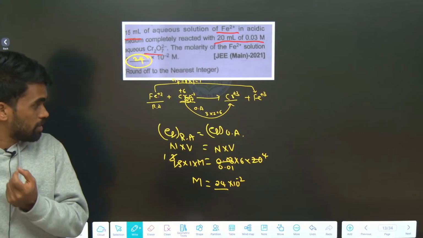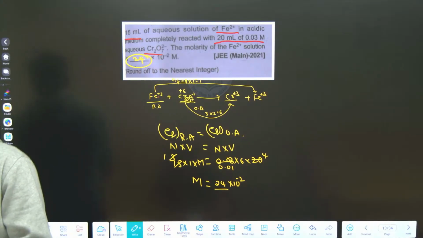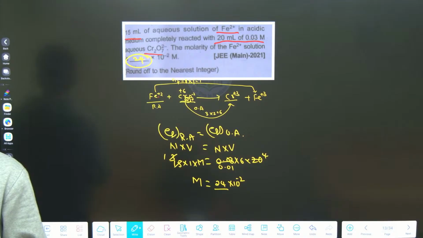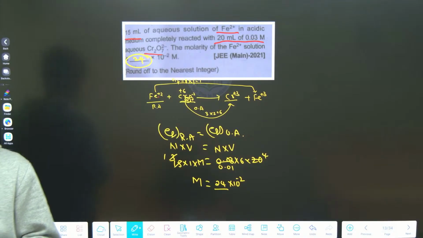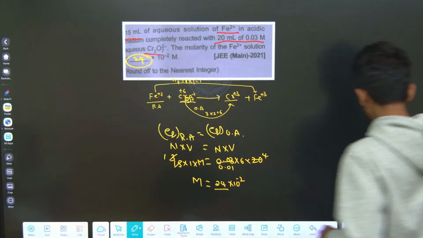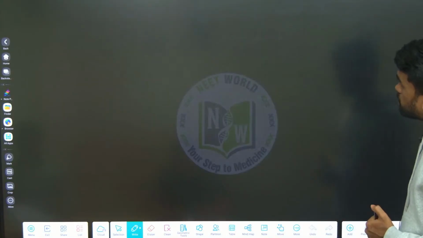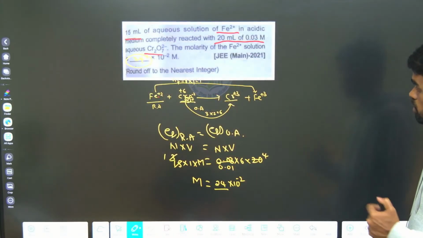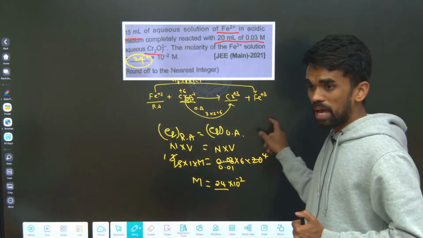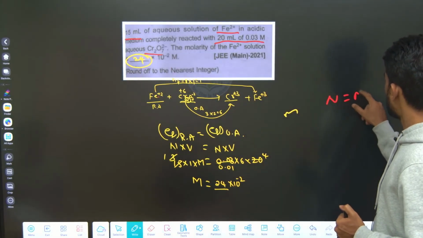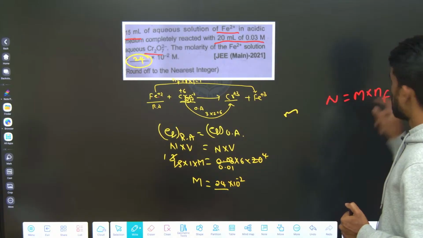See, these are basic, small mistakes, how are you doing it? Don't take M1 V1. Always use equivalence, which means N1 V1 you should use. Normality should be taken. Then you take the relation between normality and molarity in the next step. Normality equals molarity into N factor, so molarity equals normality divided by N factor.